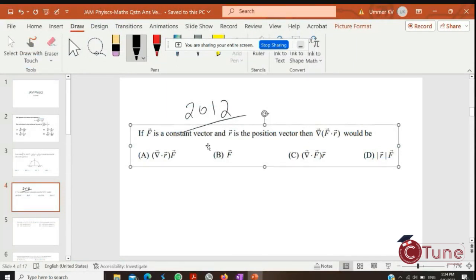So how many questions in mathematical physics do you know? There will be 7 to 8 marks total from mathematical physics. Okay, this is the analysis when I observed. So usually 7 to 8 marks will be there from mathematical physics.